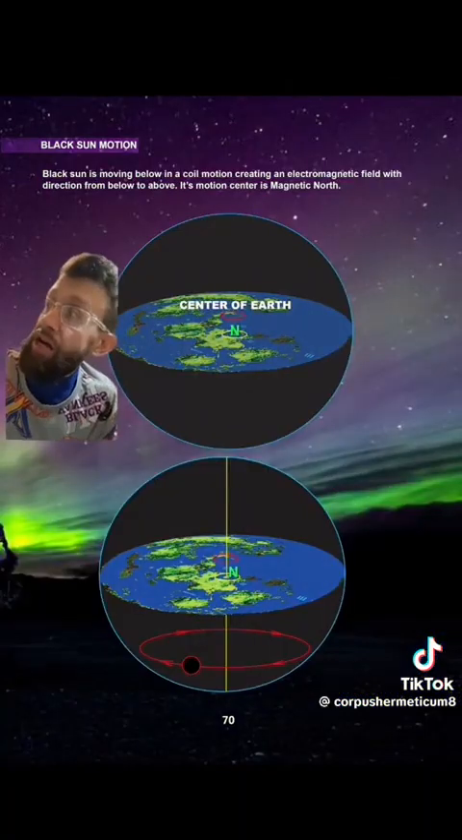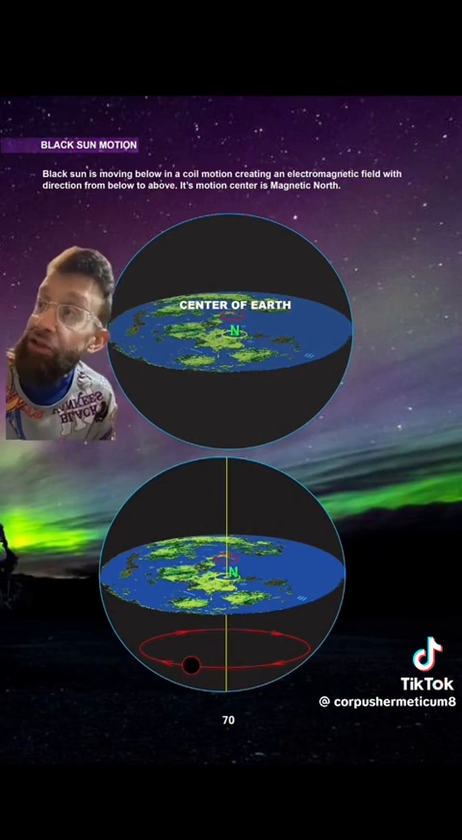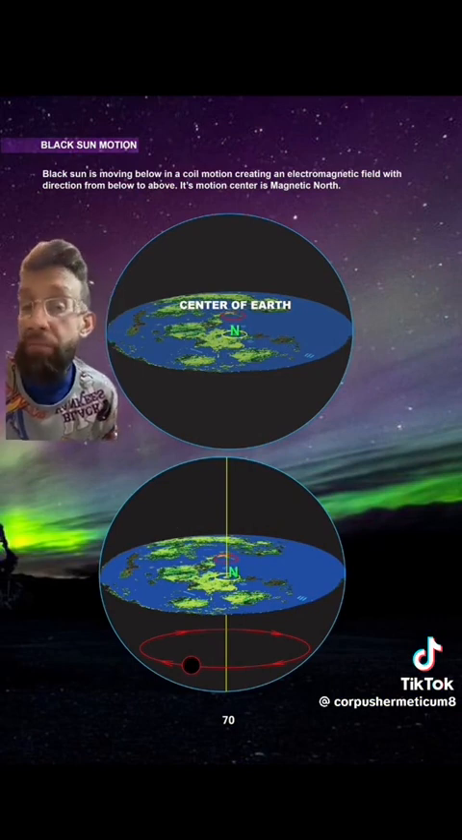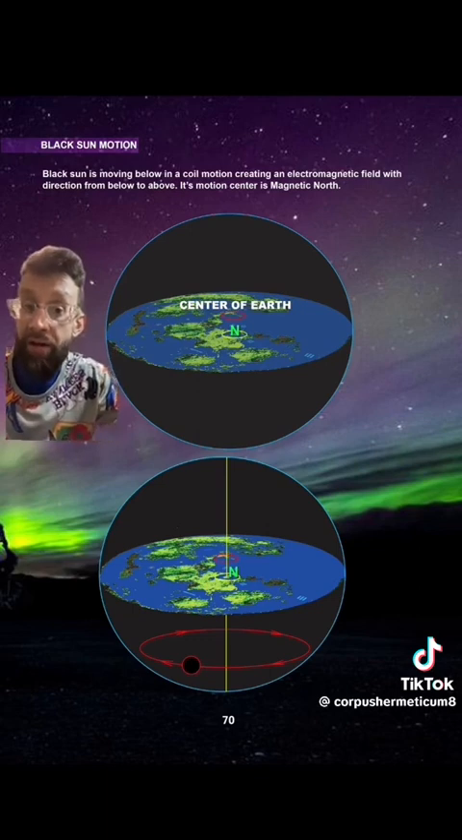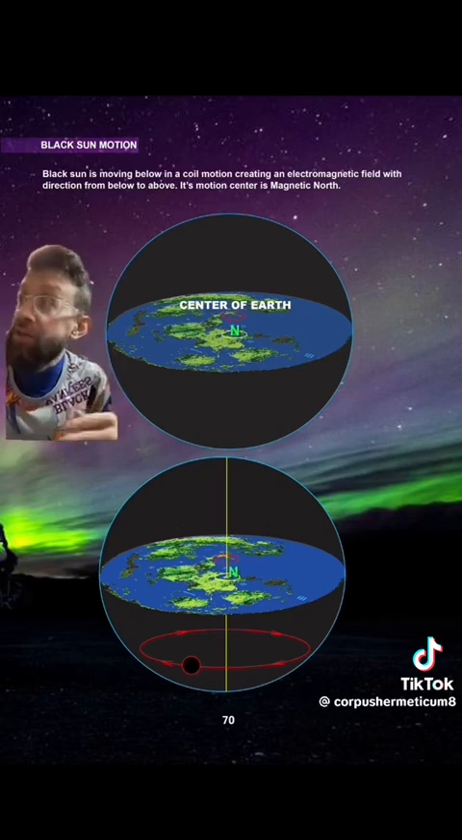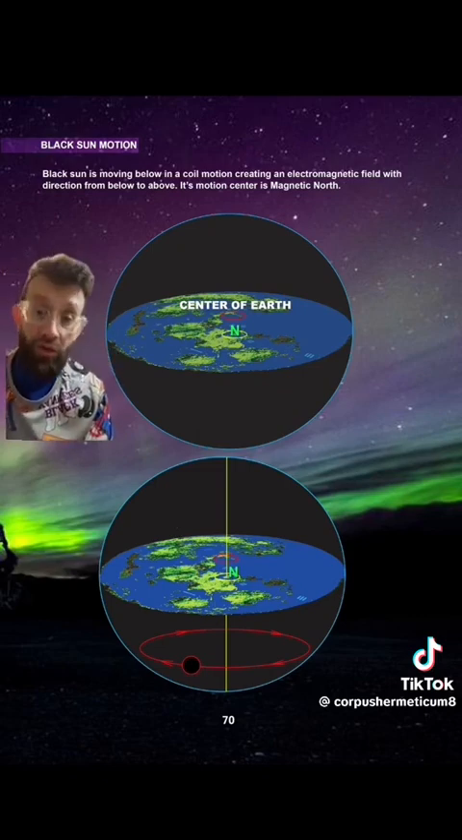The black sun is moving in a coil-like motion that is creating an electromagnetic field with centripetal and centrifugal-like directions from below to above. As above, so below. As within, so without. Its motion center is the magnetic north, the center of the Earth.